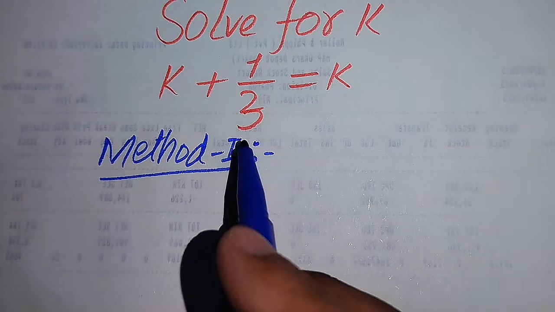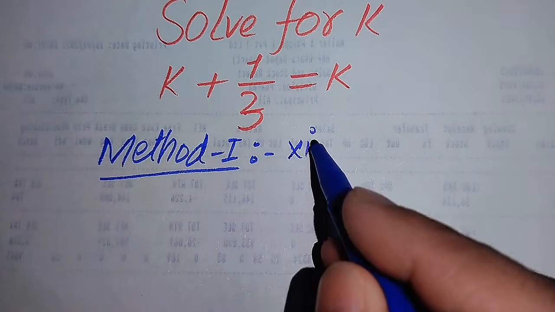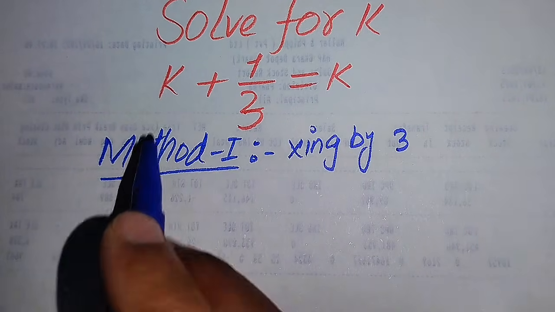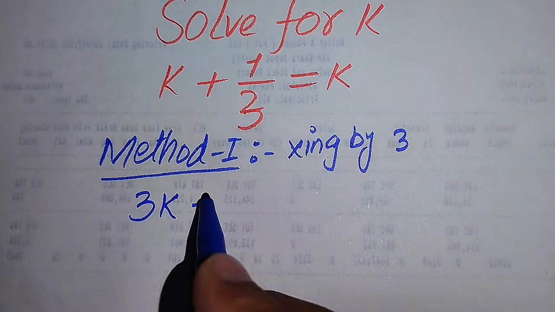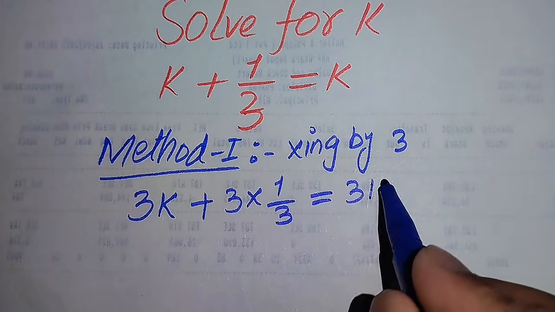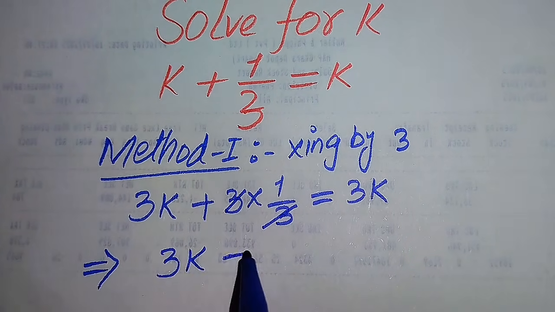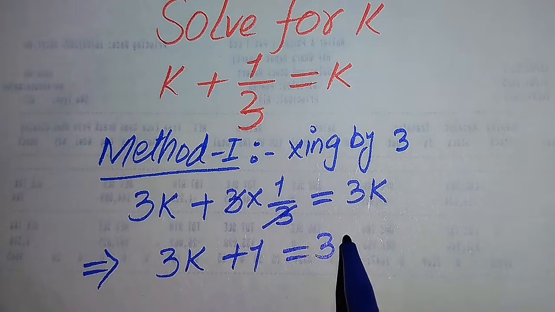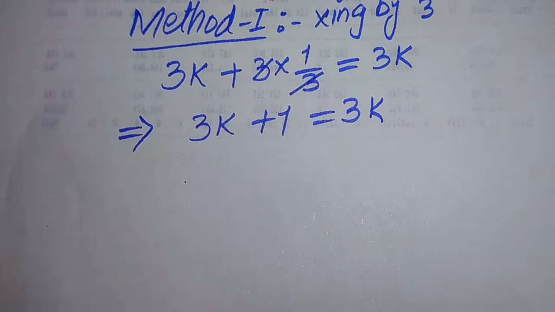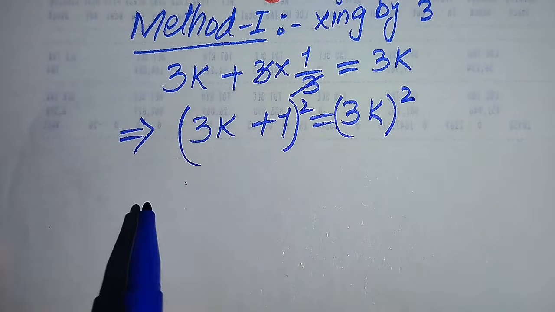So the very first thing we are going to do is break this fraction, and in order to break this fraction we multiply each of the terms on both sides by 3. When we multiply by 3 it will be written as 3k plus 3 multiplied by 1 over 3, is equal to 3k. So this 3 and this 3 are gone, and we get 3k plus 1 is equal to 3k. Further, in the next step we need to take a square on both sides. So when we apply squaring on both sides it will be written in this form.